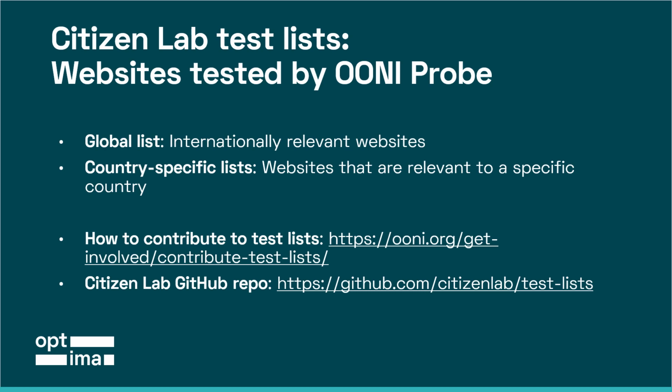Essentially, we have two types of lists. On the one hand, we have what we call a global list, which includes internationally relevant websites, like Facebook.com, BBC, and so on. And then we have country-specific lists, which include websites that are relevant to a specific country. We don't have a list for every single country around the world, but we do have them for many. And the reason why these lists are publicly available is so that you can review them.